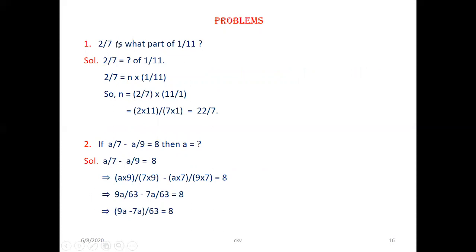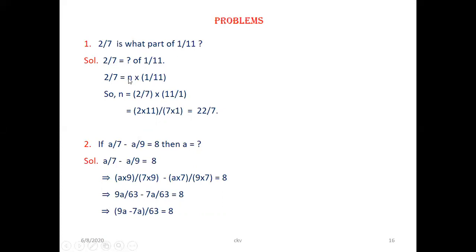This is a statement, and you are going to write this in a mathematical equation form. 2 by 7 is equal to what? I put a question mark for what part of 1 by 11. Fractions always mean parts. Now for 2 by 7, the unknown you can take as n, and of means here into 1 by 11, which I put in brackets. 2 by 7 is what part of 1 by 11? Your aim is to find n.